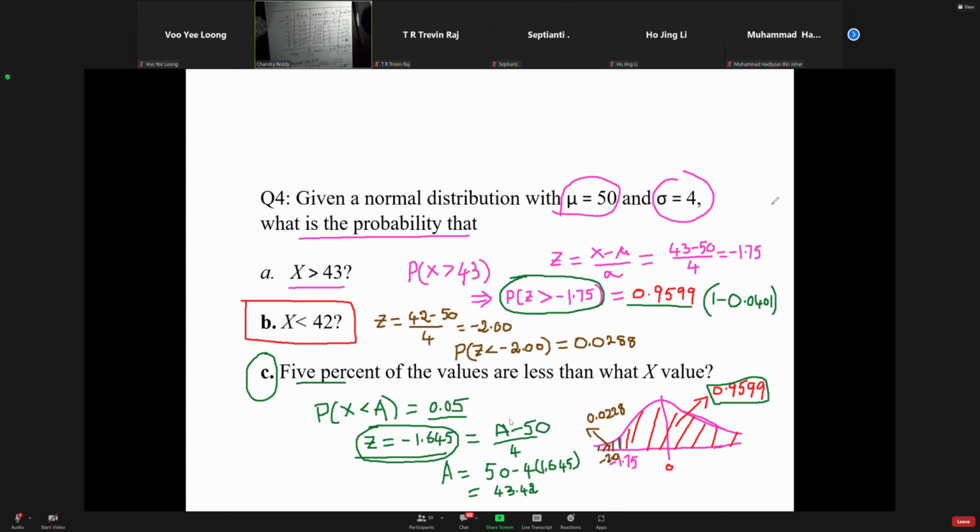No, same Z table, Shamin. So you look for the 0.05 and find out the corresponding Z value. From the Z distribution tables, find where you can find the 0.05, then read the corresponding Z value.